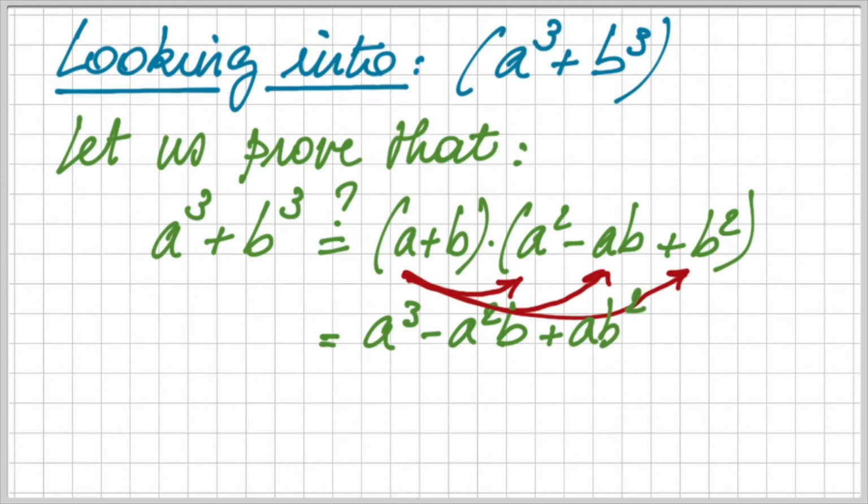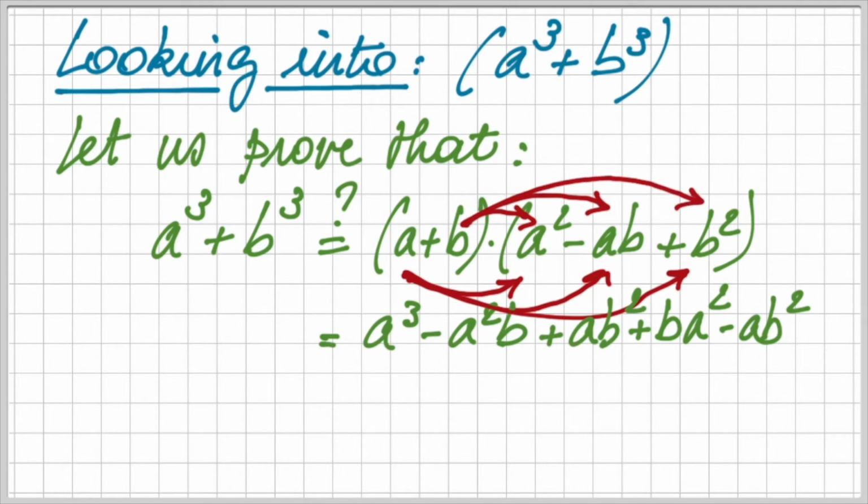And we do the same thing with b. So we start the b multiplication with a squared, which gives us b a squared. We multiply b with minus ab, which gives us minus ab squared. And finally we multiply b with b squared, which gives us b to the third.